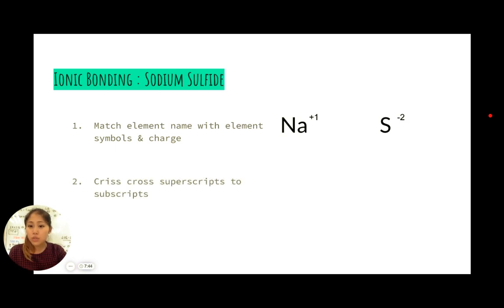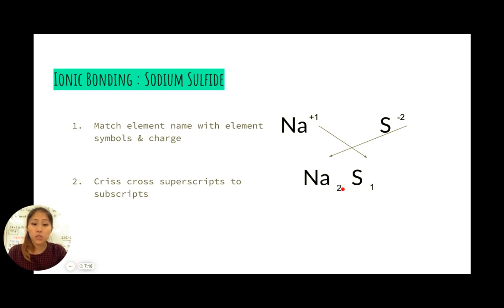You then crisscross your superscripts to the subscripts. So the superscripts are the ones on top. So these are the ones that we see up top. These are the -2 and the +1. We write them a little bit closer together now because they're forming a bond. We crisscross the superscript on top and turn it into a subscript on the bottom. We crisscross that side of the -2 charge down to the bottom.